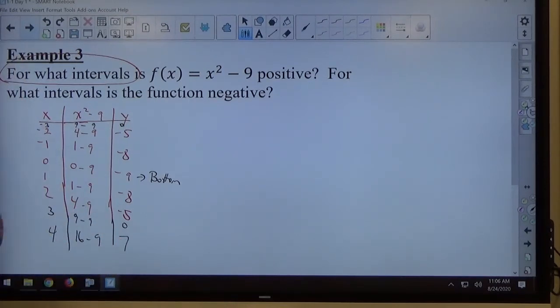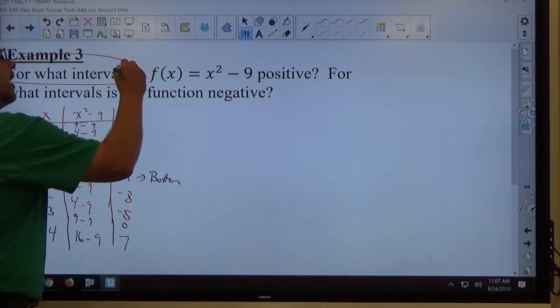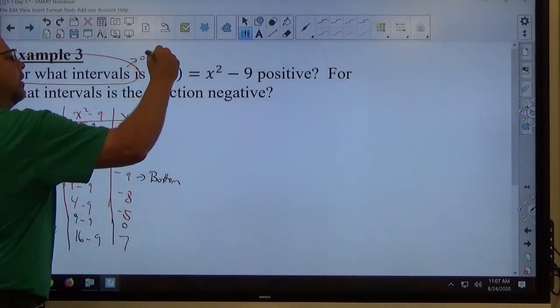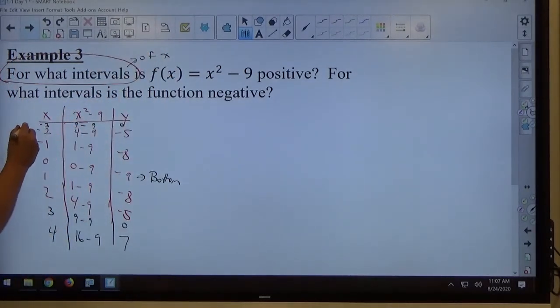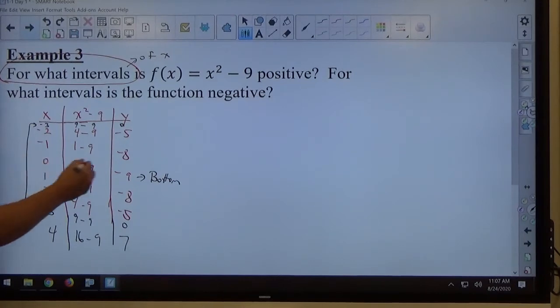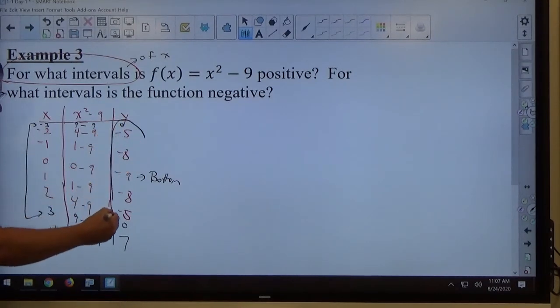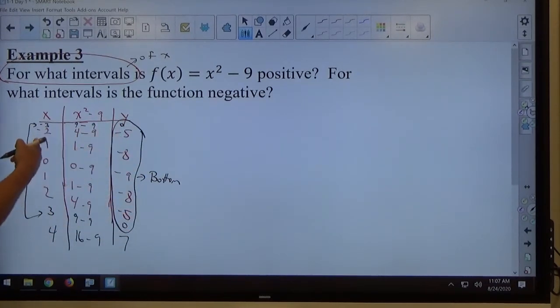The split between negative and positive is the number 0. So when it says for what intervals, it's for what intervals of x. Right? So from here to here, not including the 3's, it's negative, right? The output is negative when the input's these numbers, not including the 3's. When it gets past 3, it becomes positive.